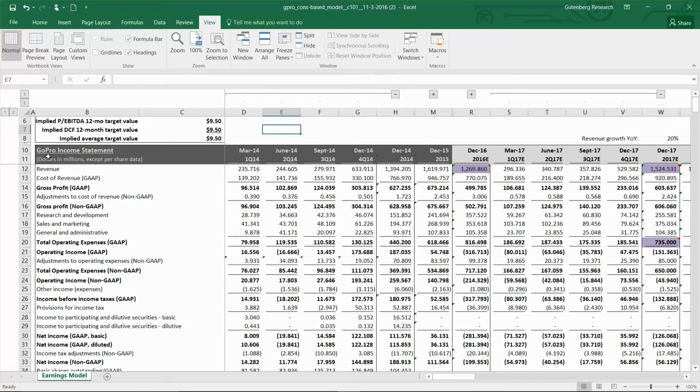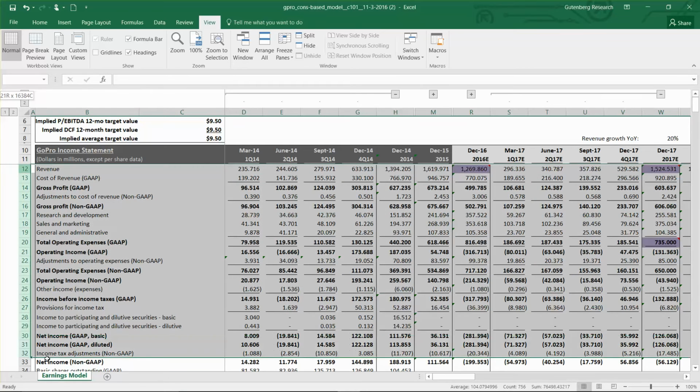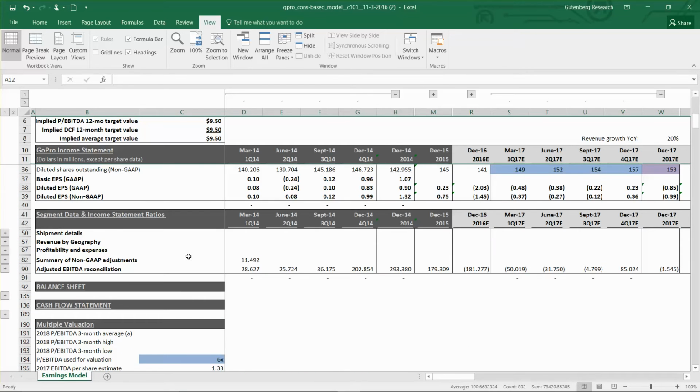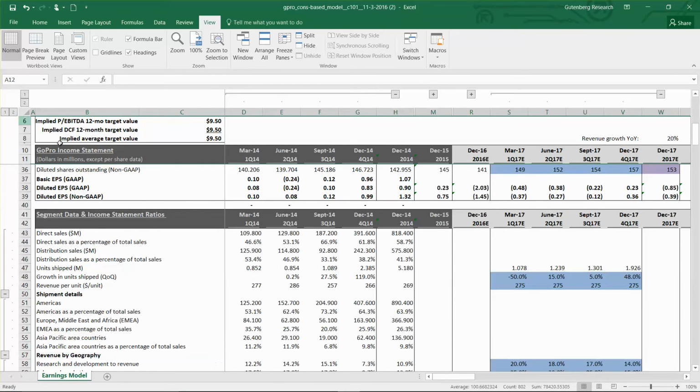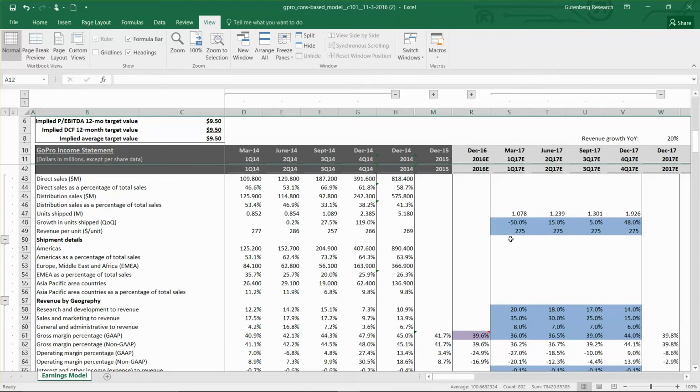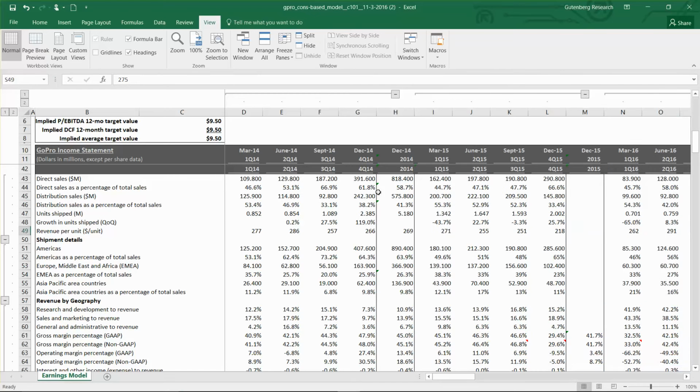So just a quick breakdown of how our model works. The top section is the income statement, which we model both on a GAAP and non-GAAP basis. Below that is the segment details, so you can see basically what drives earnings here. We break down GoPro's total revenue into units sold and revenue per unit, which we'll get into.